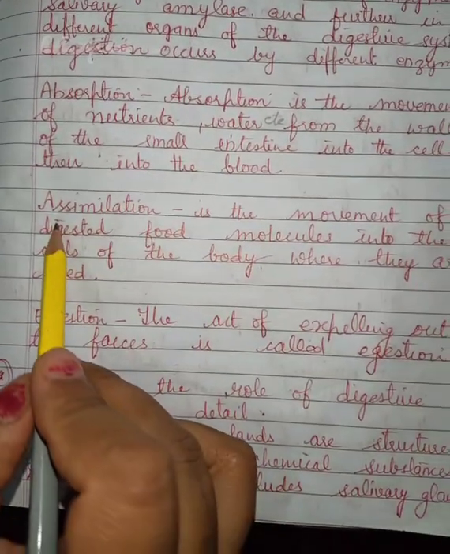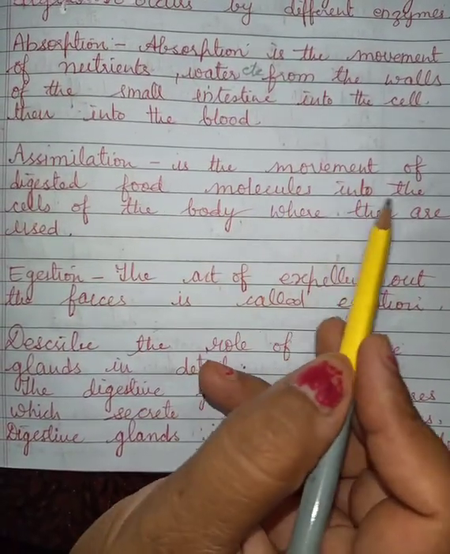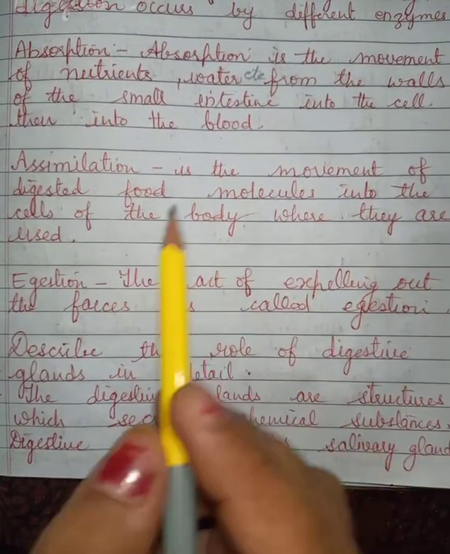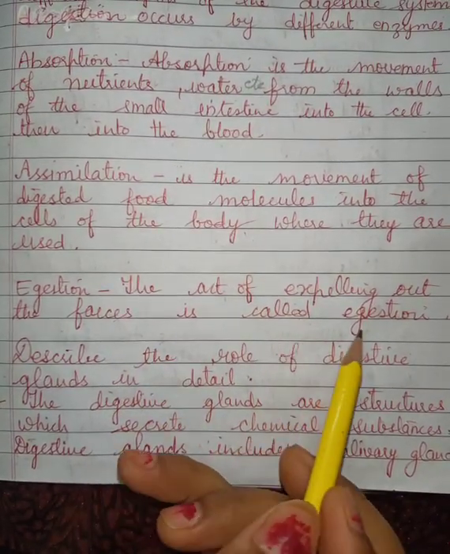Then next is assimilation. Assimilation is the movement of digested food molecules into the cells of the body where they are used. Defecation. The act of expelling out the feces is called defecation.